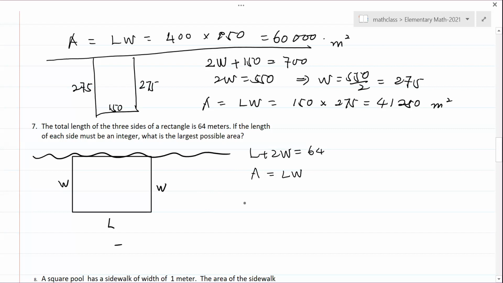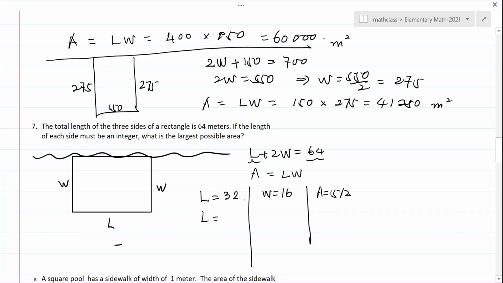Okay, then you calculate W. Then let the value of L change, right? So look at this, right? So L is going to be 32. Okay, let's try this. If L is 32, you make a chart, okay? W is going to be 32 divided by 2, right? Is going to be 16. Then the area is going to be 32 times 16. It's 512, okay?